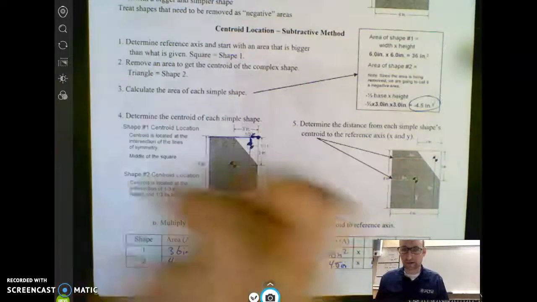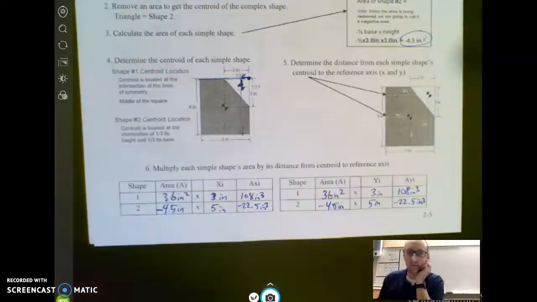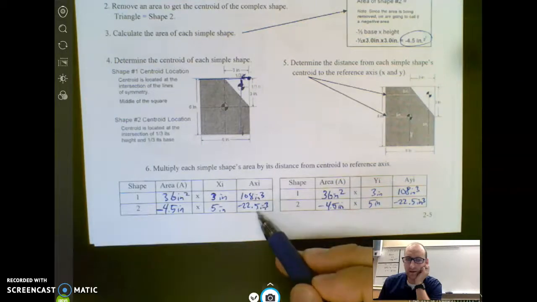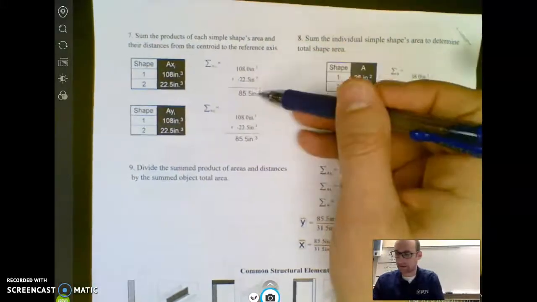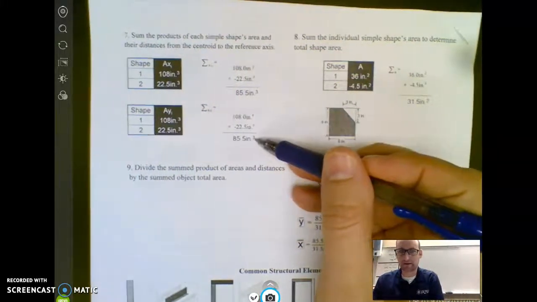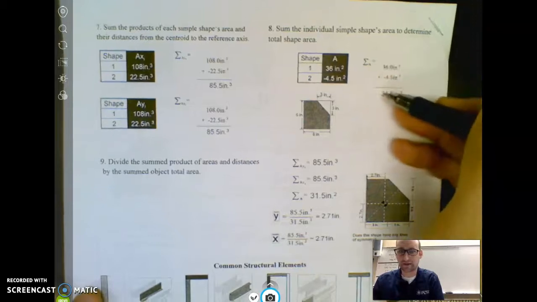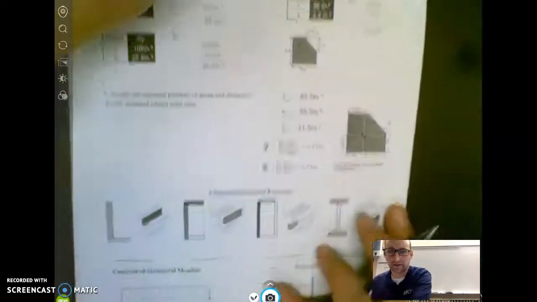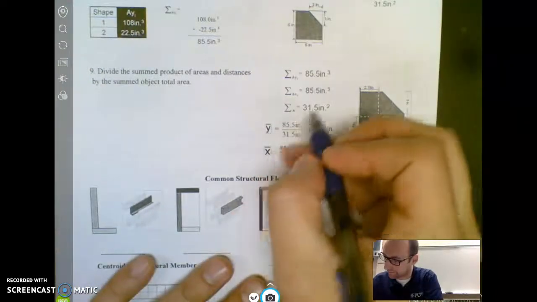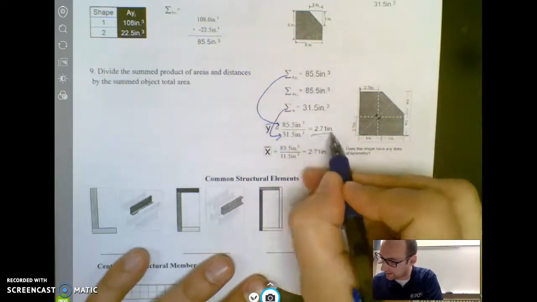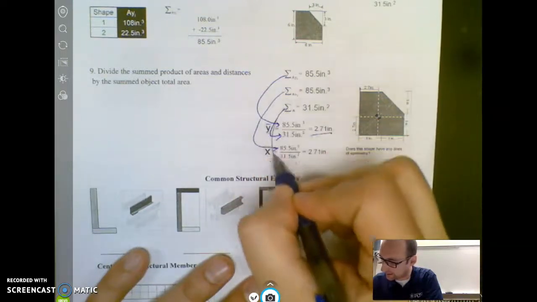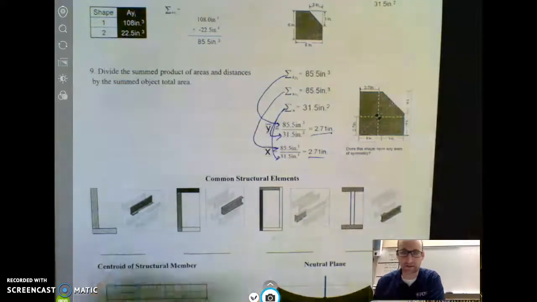Okay, so now we're going to multiply those together. I'm going to pause it for that. So on there we got the 108 cubic and the negative 22.5. And we can do that final step the same way we did before, where we add their products, and you get 85.5, and you add the product of these, and you get 85.5. Then you add the areas, and you do this final crazy step, which is a formula where you take the total of the y's divided by your area sum, and you take the total of the x's divided by the area sum. And you still get the same exact spot as we got the other way.